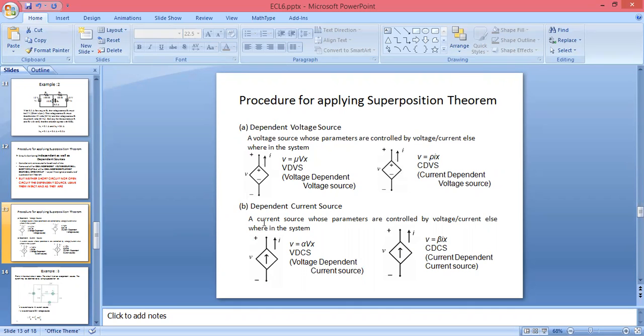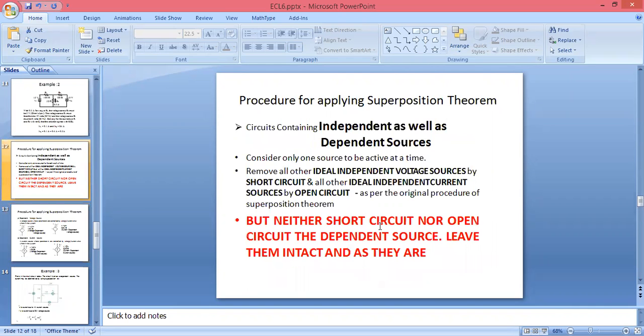And if there is a dependent current source and its value is depending on a voltage, then we can call this as a voltage dependent current source. And if the value of dependent current source is depending on other current source, then we can call this as a current dependent current source.